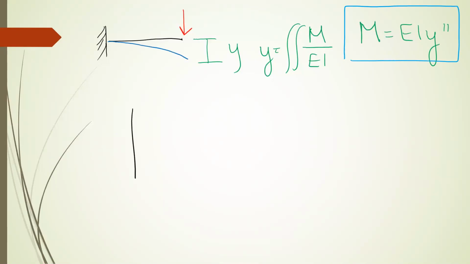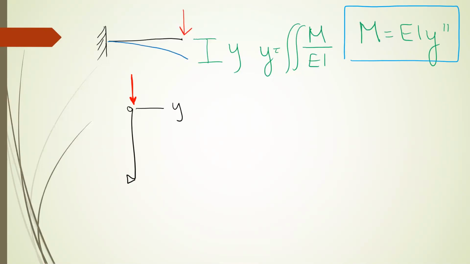Let's look at a column. We can put a pin at the bottom. We'll put a roller here at the top so that when we apply a load vertically, it can deflect downward, but it's not going to move laterally at that top. And we'll say that the Y direction is to the right.